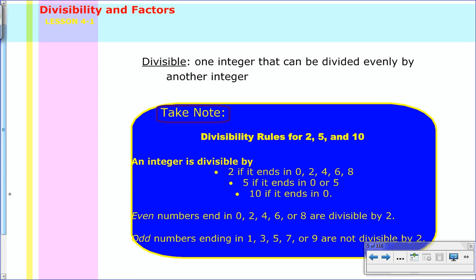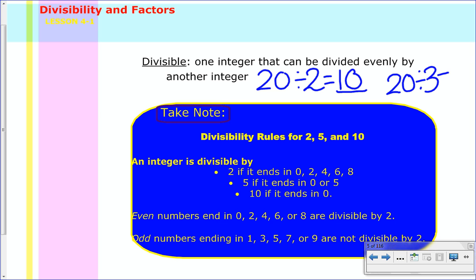Well, in order to know what it means, we need to know what the word divisible means. It is when one integer can be divided evenly by another integer. So for example, 20 divided by 2 is 10. That is considered divisible because it goes in there evenly. You get a whole number. But if I did 20 divided by 3, that is not divisible because you'd end up with 6 and 2/3. So it's not a whole number.